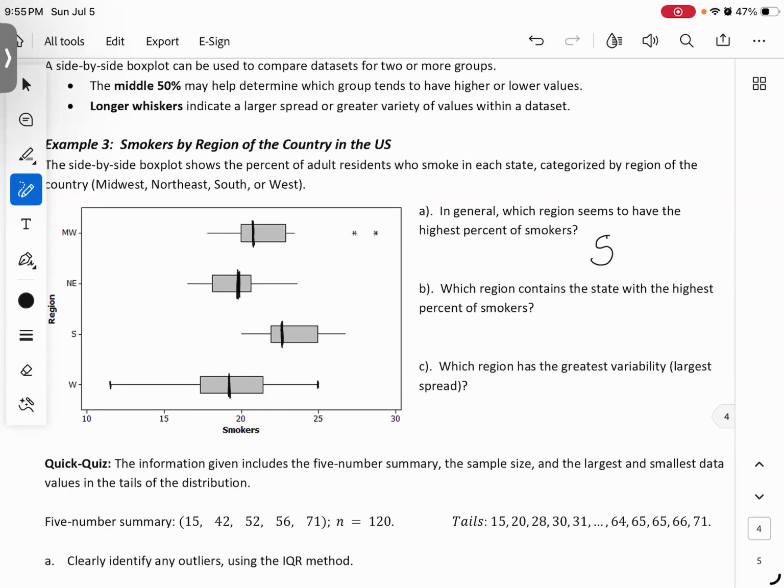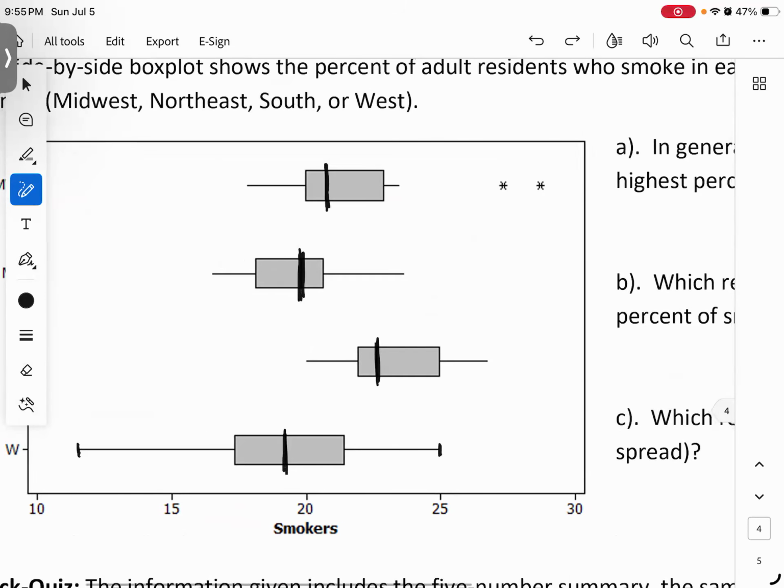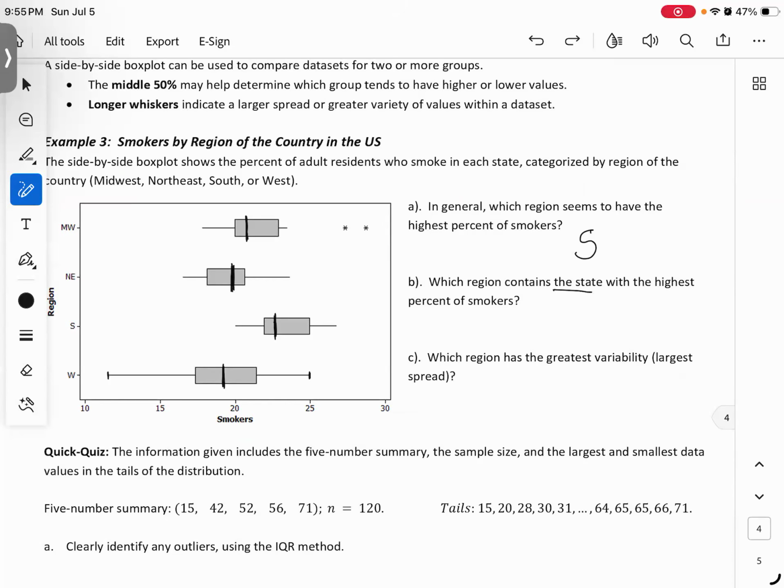And now it says which region contains the state that, if you look just at the state, has the highest percentage of people who are smoking. And again, remember, sometimes we can't see specifically a state that's floating out by itself unless it's an outlier. And that's going to be this one right here. If you look straight down, whatever state that is, I don't know what it is, you can Google it, it's got almost 28, 29% of people there, almost a third of people in that state are smoking, which belongs to the Midwest.